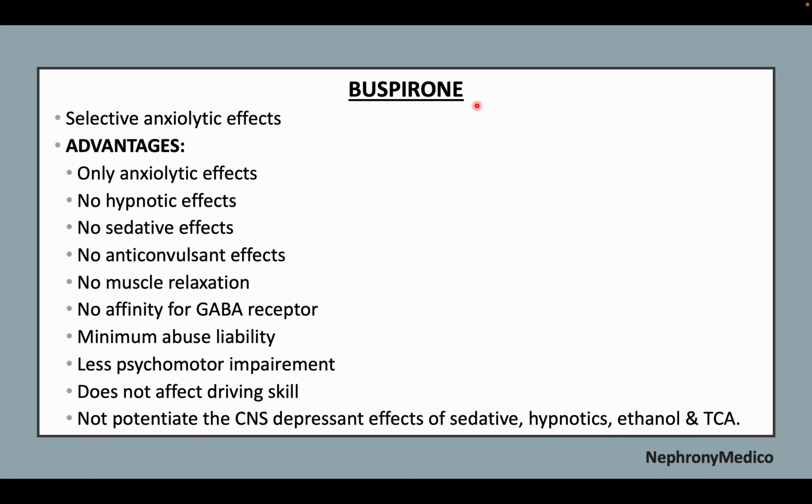Now, buspirone. It has selective anxiolytic effects, and the advantages include that it has only anxiolytic effects, no hypnotic effects, no sedative effects, no anticonvulsant effects, and no muscle relaxation, and no affinity for the GABA receptor. Minimum abusability, less psychomotor impairment, does not affect driving skill, and does not potentiate the CNS depressant effects of the sedative hypnotics, ethanol, and TCA.